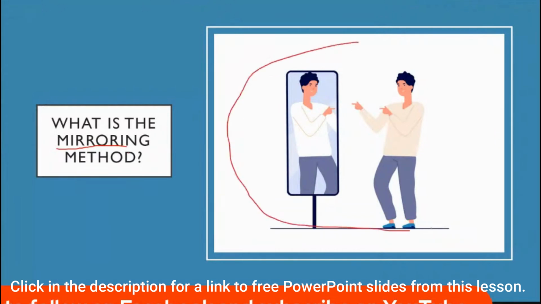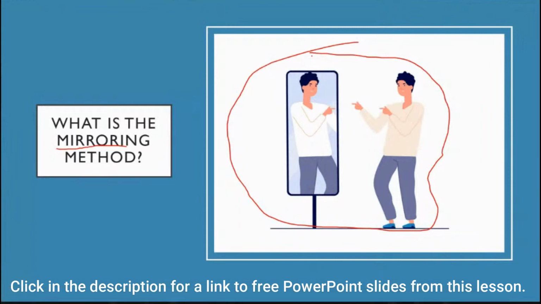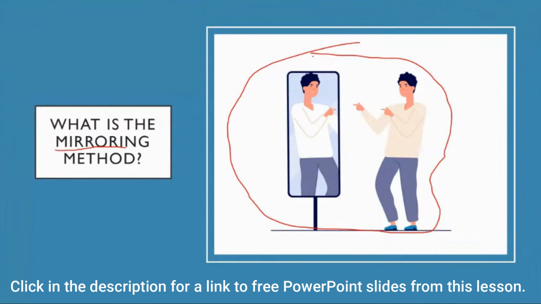Here we see someone looking into a mirror, right? You see what we call your reflection, right? It looks the same. And what you do, your reflection does in the mirror, right? So this is where the name for the mirroring method comes from: a mirror, right? It does the same thing as you.